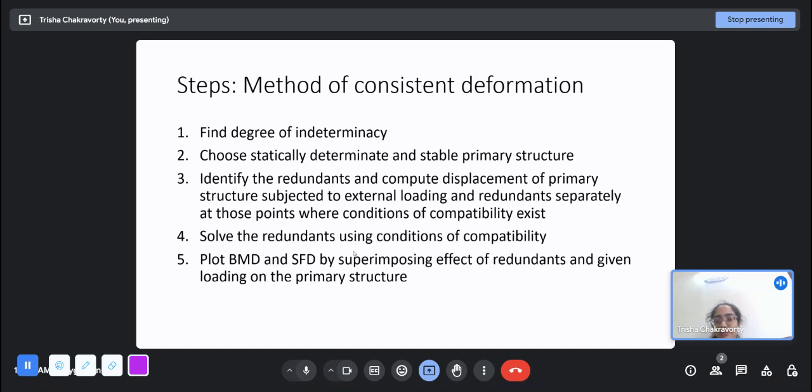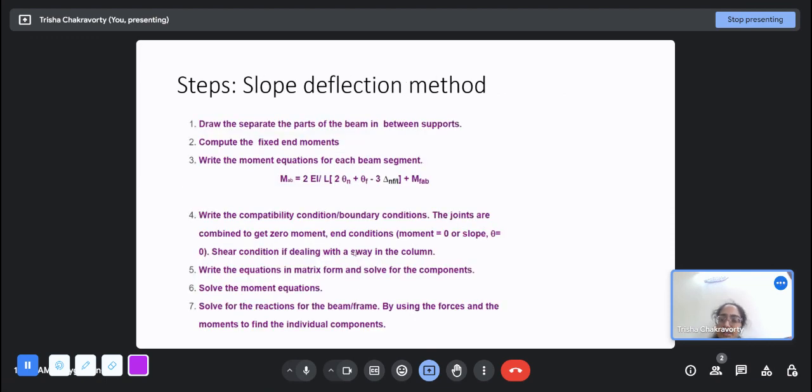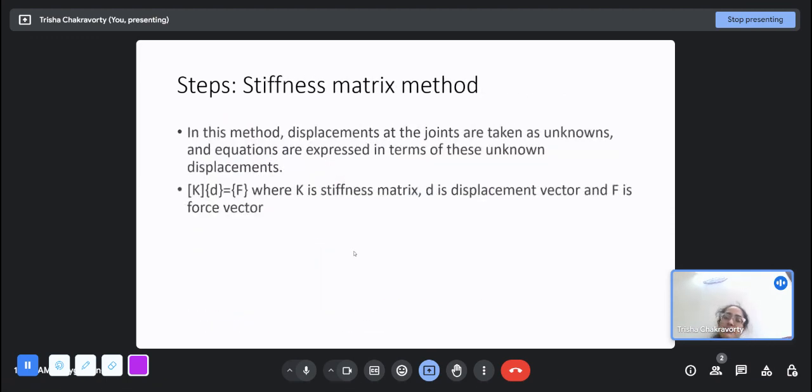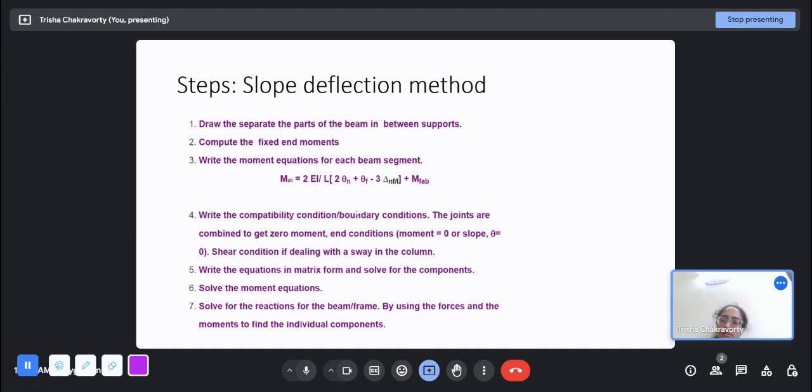And now we just take a brief overview of the remaining three displacement methods: slope deflection method, moment distribution method, and stiffness matrix method. This will be gone through in detail in the next 3 weeks. So this is just a brief overview.